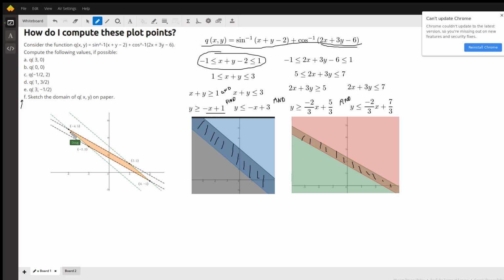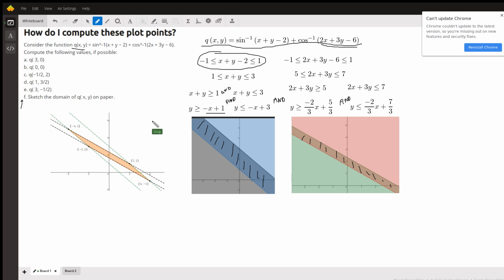To find out what these points of intersection are, you'd have to find the points of intersection of all these boundaries, probably using the substitution method. So this orange parallelogram contains the set of points that are in the domain of the Q function, including the points along the boundary.